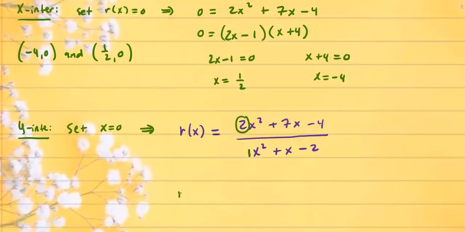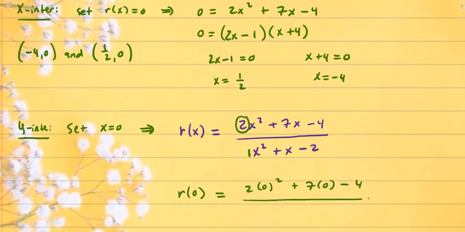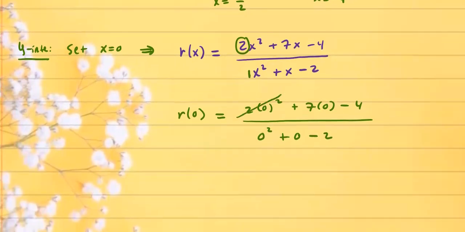So we're looking for r evaluated at 0. That'd be 2 times 0 squared plus 7 times 0 minus 4 all over 0 squared plus 0 minus 2. Now, of course, this goes to 0, this goes to 0, this is 0, this is 0. So the only thing we're left with is -4 over -2, which is simply +2. So our y-intercept happens to be (0, 2).